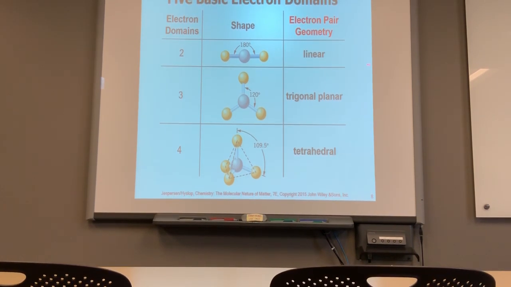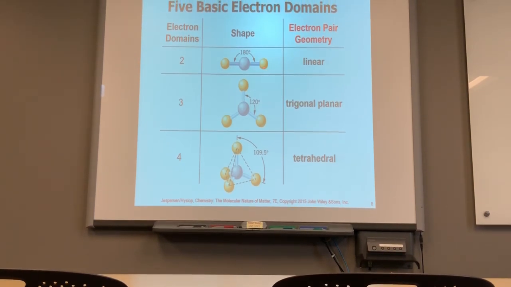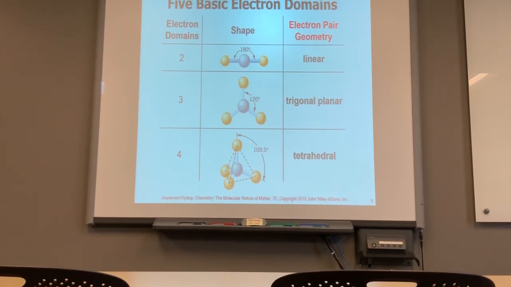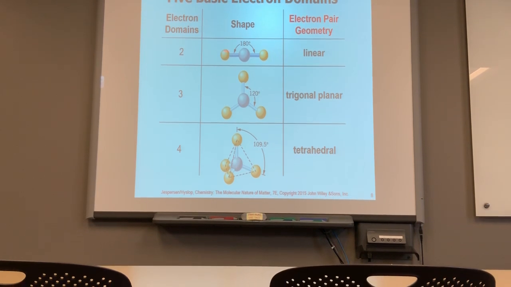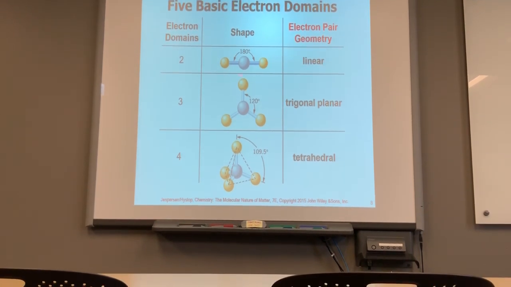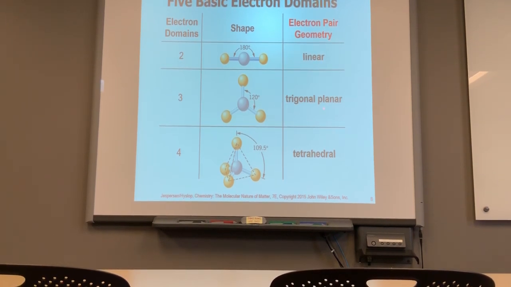If we have just two things, we're not going to talk about that case. We're going to start with three things. So three things in a line would be linear. Three things around a central atom is trigonal planar.